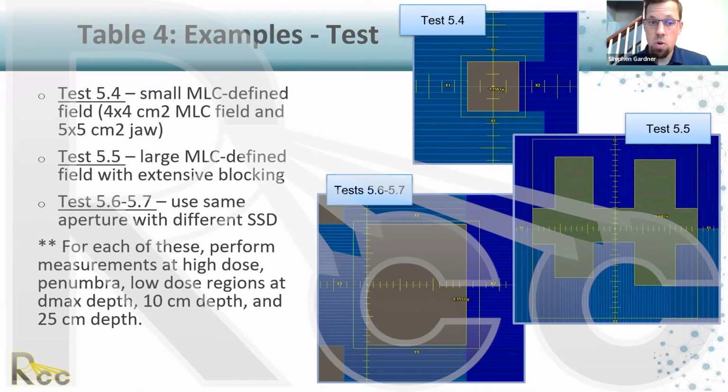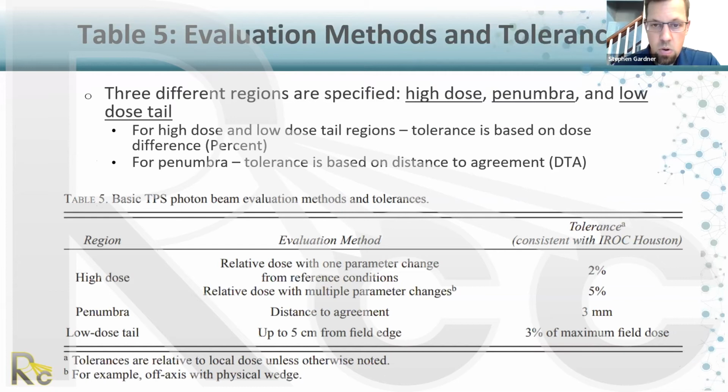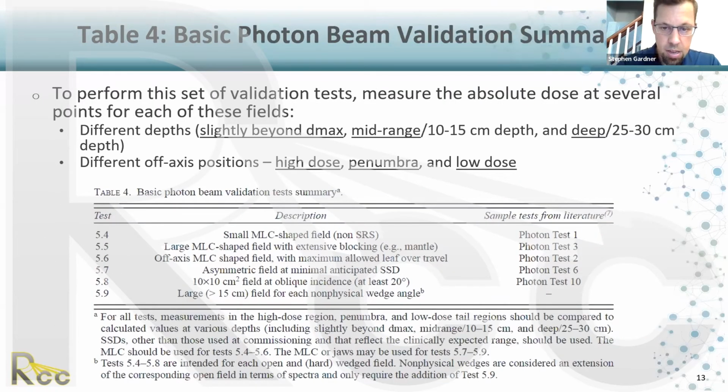So it's fairly straightforward to do these. Setting up a water tank, you can have these fields defined and then have the measurement points defined, and then you're set up for success with that. The other tests are pretty straightforward. So a 10 by 10 field at an oblique incidence, just a gantry angle introduced instead of being at gantry 0. And whenever we're working with wedges, just also verifying those as well.